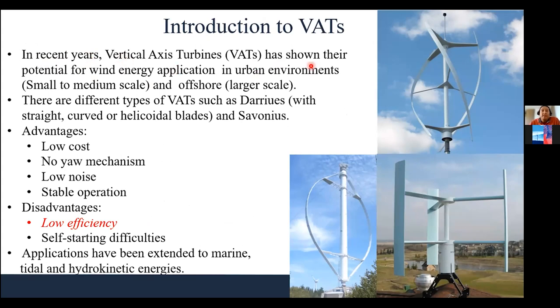We know that in recent years, these turbines have shown a very high potential for wind energy application, especially in urban environments and offshore. There are different types of vertical axis turbines, as we can see here. We have the Darrieus turbine with straight bladed or curved or helical blades. And we also have the Savonius. The Savonius is not in this slide. And actually the presentation is going to be focused on the Darrieus turbines with straight blades, which is this picture that we see here. So typically this device has three blades.